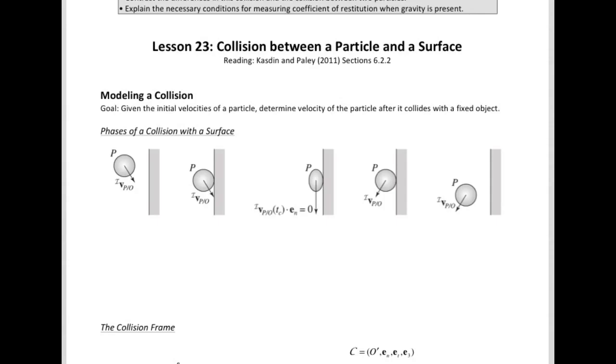Now, the first thing to point out are the similarities between a collision of a particle on a surface and a collision between two particles. And the first is that we're given the initial velocity of the particle, and we want to determine the velocity after it collides with a fixed object. So this is similar to what we had before, where we were given velocities of two particles, and then we needed to determine the velocities after they collided.